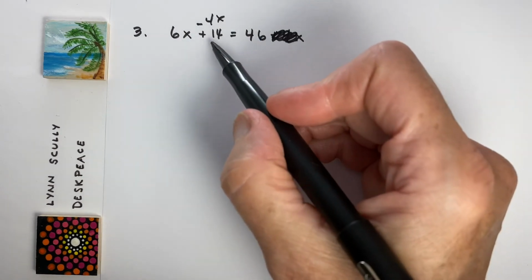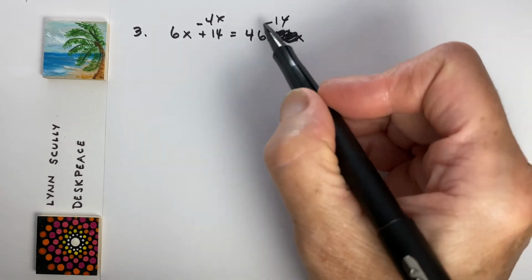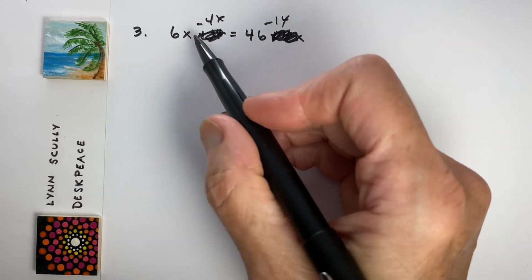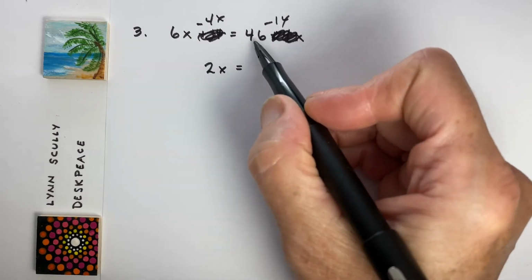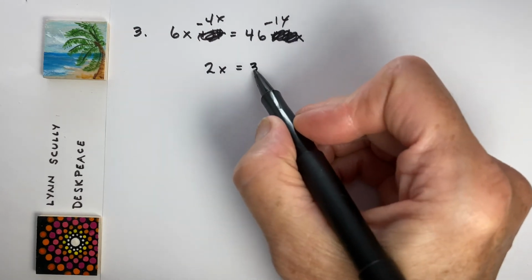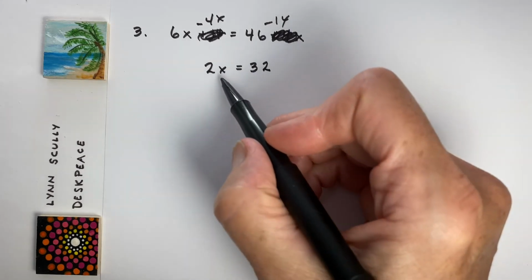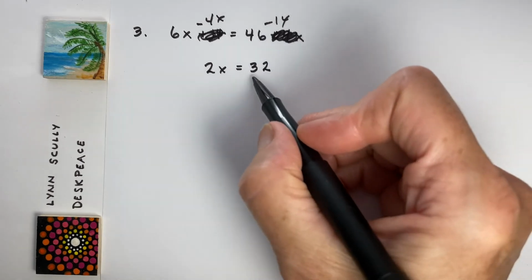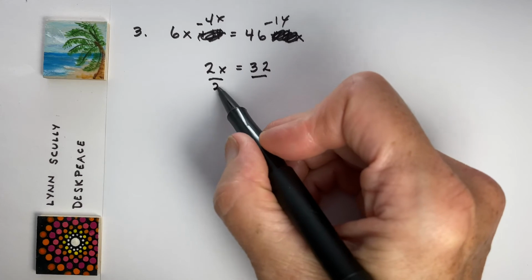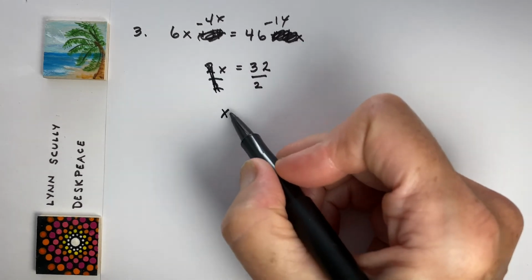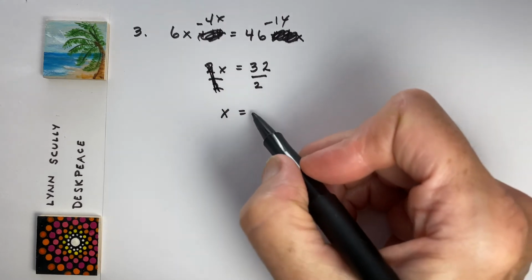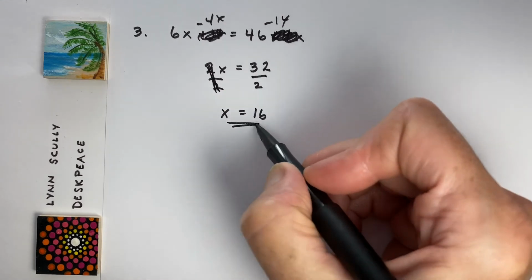Now, this 14 is attached by addition, move it by subtraction to the other side of the equal sign. 6x minus 4x, I have 2 x's, is 46 minus 14 is 32. I want to get the x alone. 2 is attached by multiplication, move it by its partner, division. And this is why we do it, because this turns into a 1. So I get 1x equals 32 divided by 2 is 16.